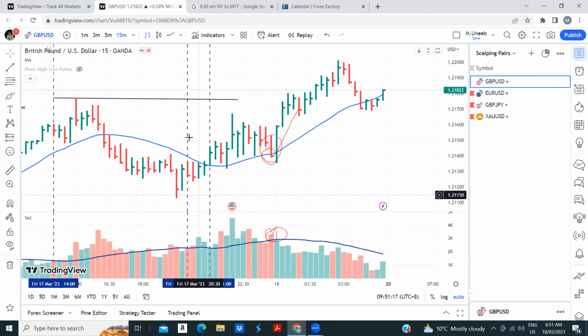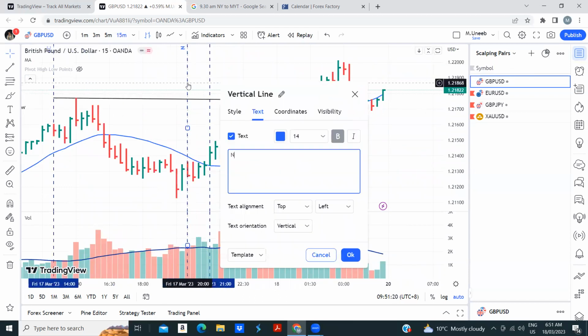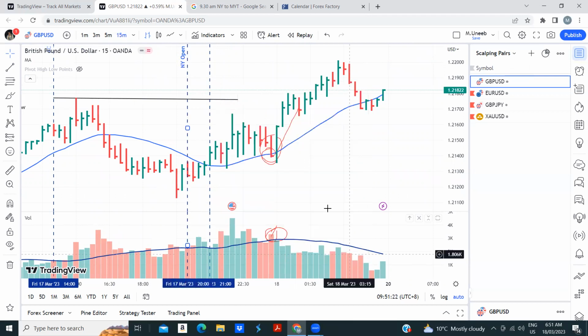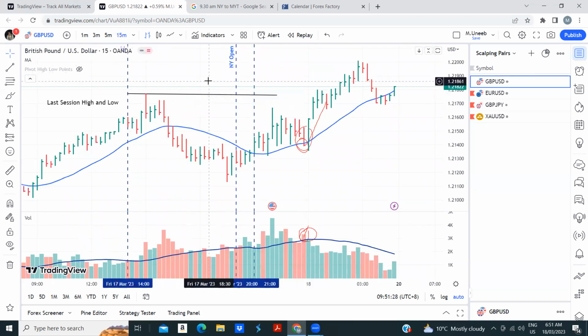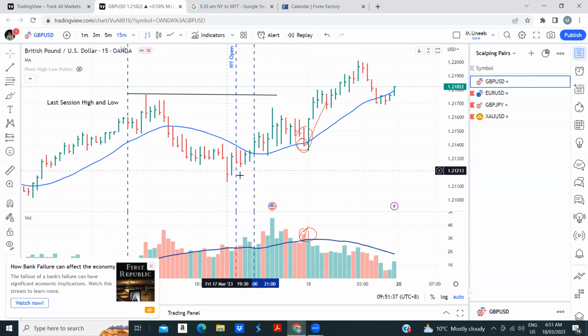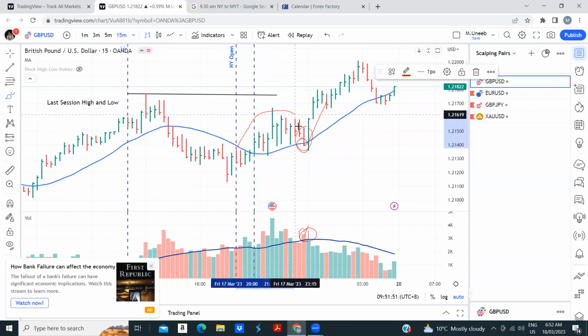This is the New York session open. Can you tell me, before NY open, what was the last session that was closed? Asian. Why not Europe or London session? The reason is because London session and Europe session are already in progress once NY opens, and there's an overlap. This area is an overlap between NY session and London session.